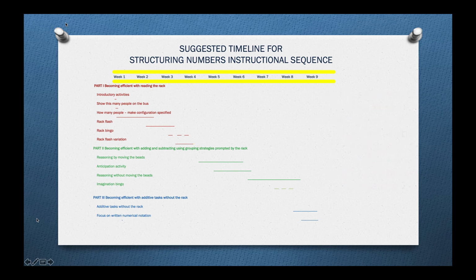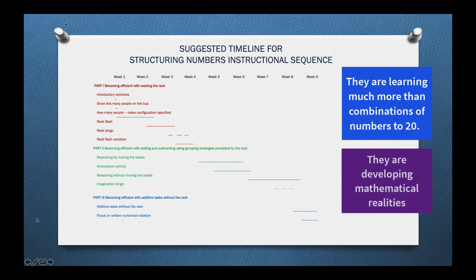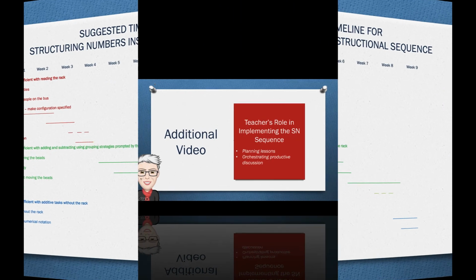Throughout the 3 videos that describe the Structuring Numbers instructional sequence in detail, we have attempted to explain how children's understanding of number and number relationships develop. As these understandings develop, children learn to think and reason mathematically. While they are becoming proficient with number facts for numbers to 20, they are learning much more. They are developing mathematical realities, mathematical worlds that they can navigate in meaningful ways. They are becoming mathematical thinkers.